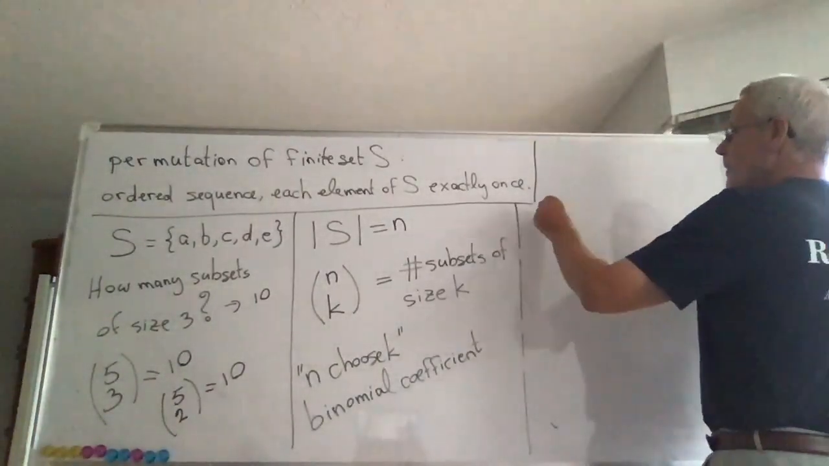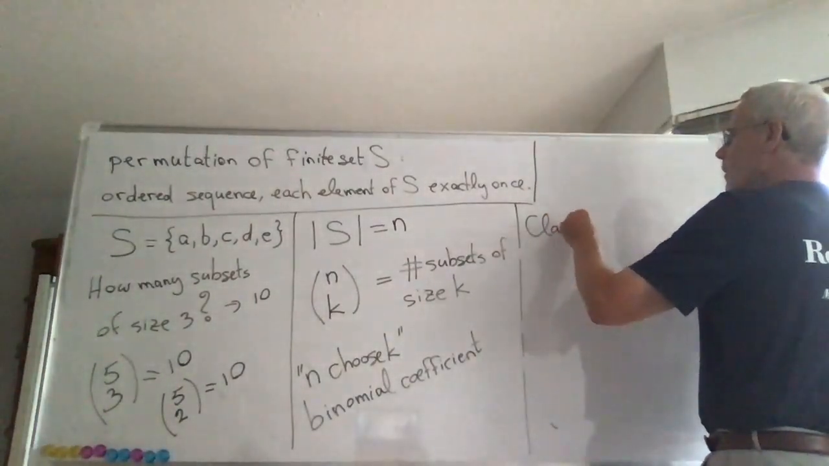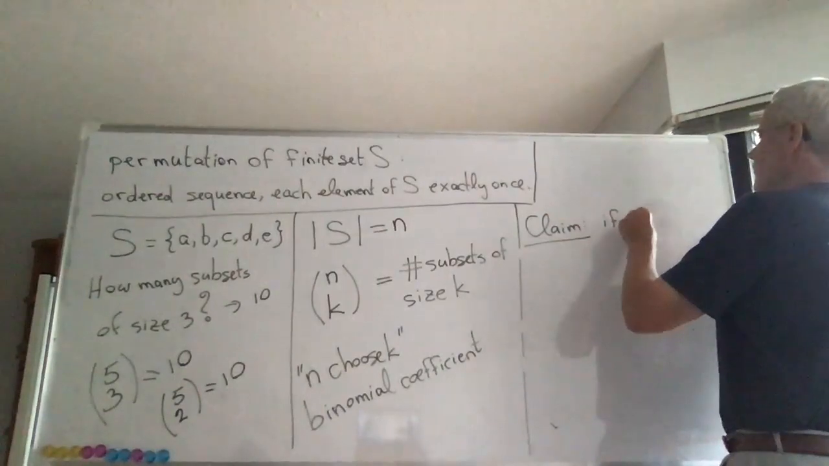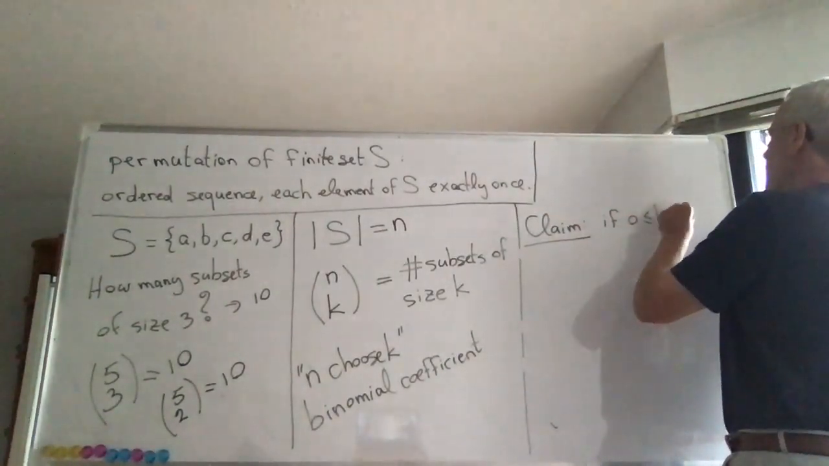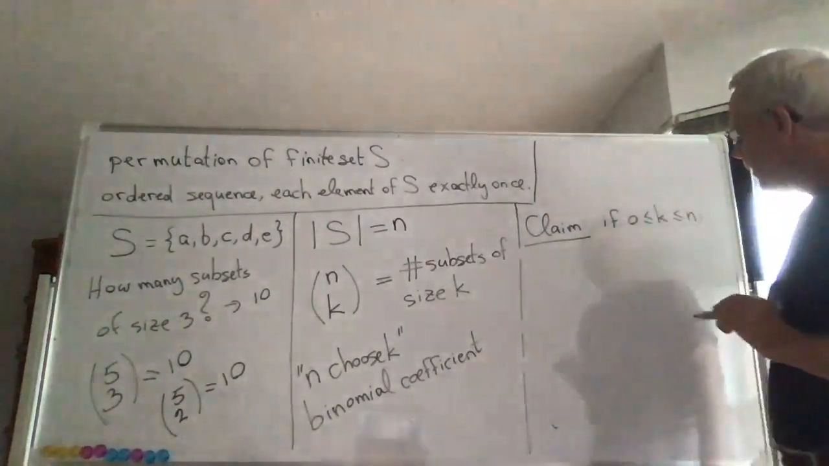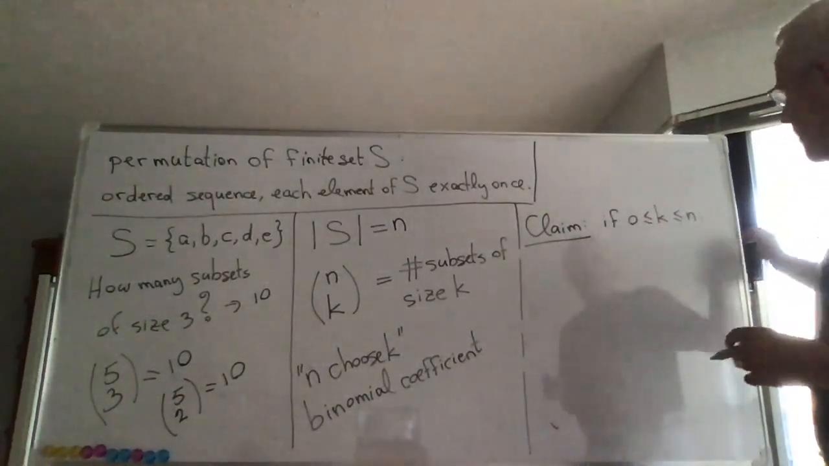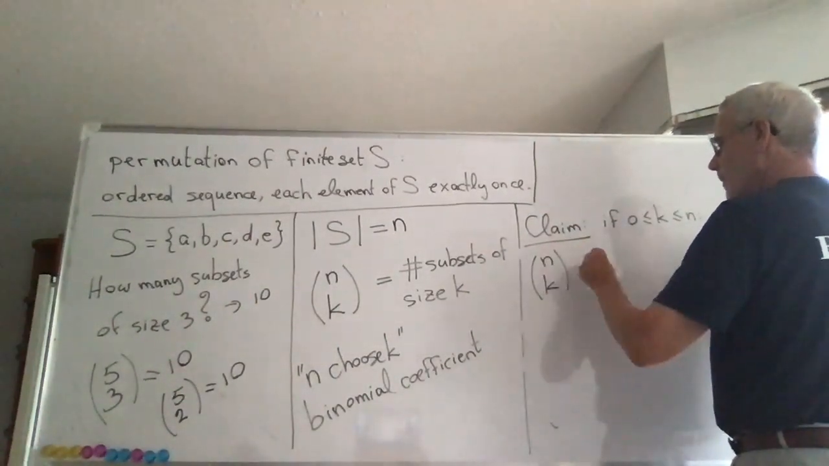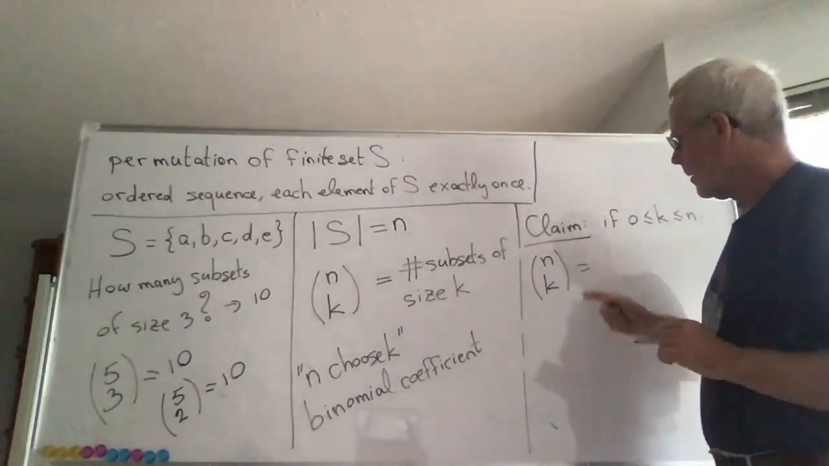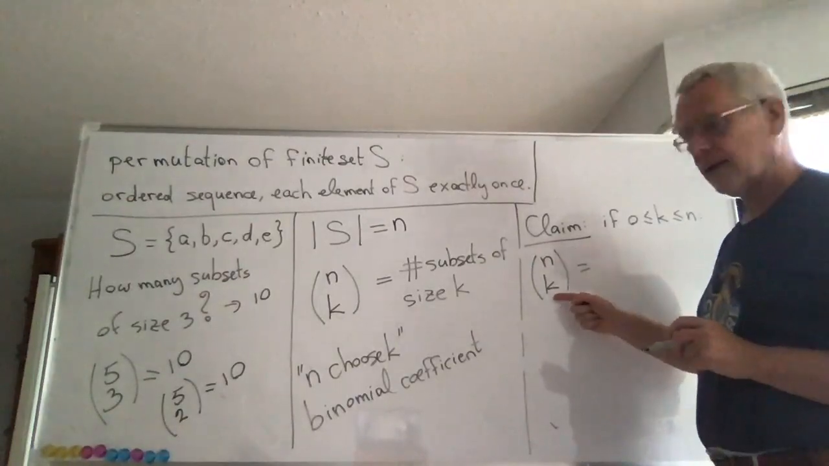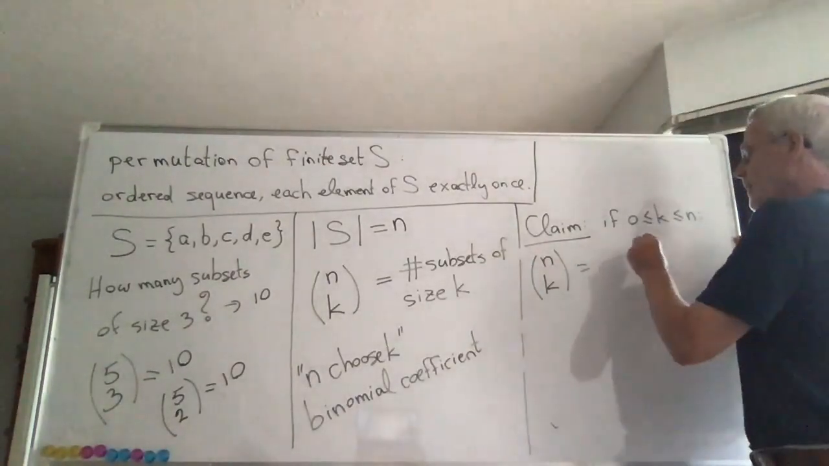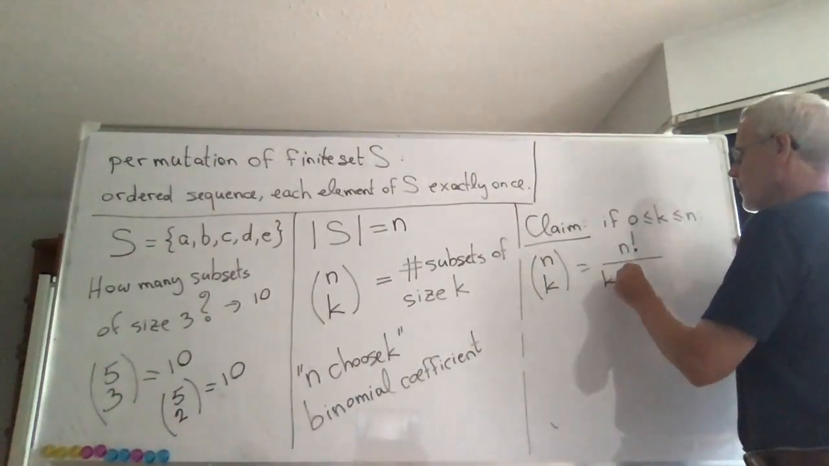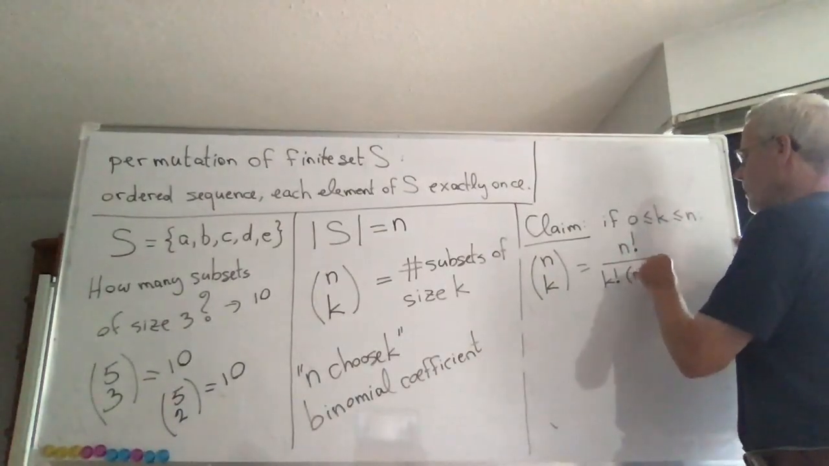So the claim will be that if k is at least 0 and at most n, then n choose k, where you have a set of size n and you count the subsets of size k, is equal to n factorial divided by k factorial divided by n minus k factorial.